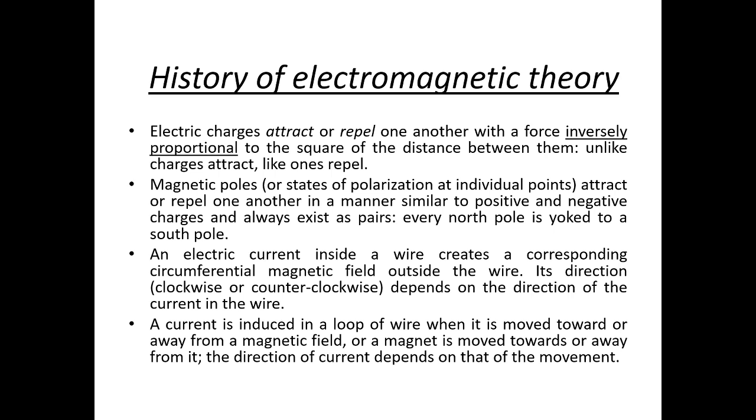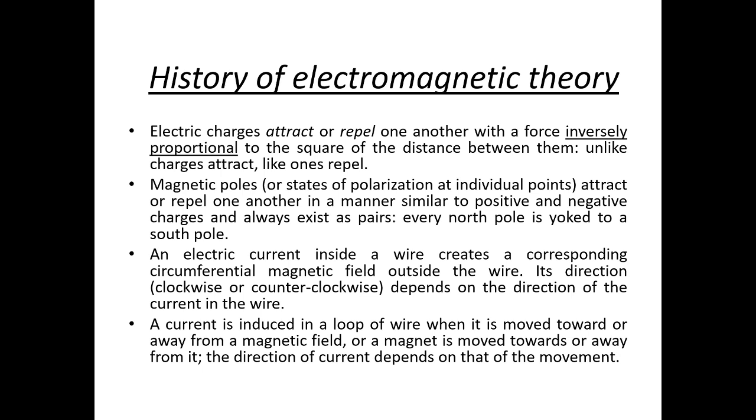Next we are moving to the history of electromagnetic theory. As you know, electricity and magnetism were considered to be two separate forces. The main effects resulting from these interactions are: first, electric charges attract or repel one another with a force inversely proportional to the square of the distance between them. Unlike charges attract, like ones repel.